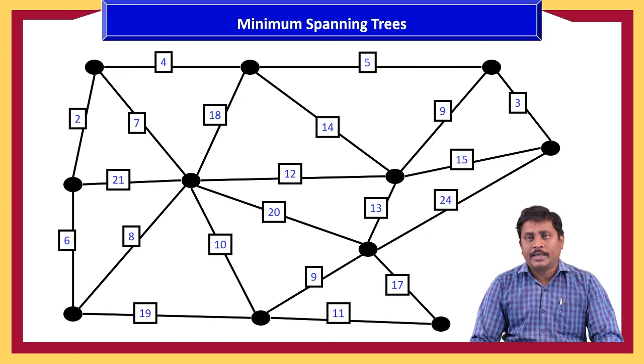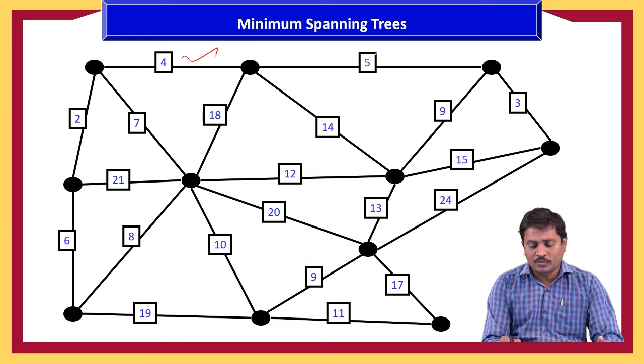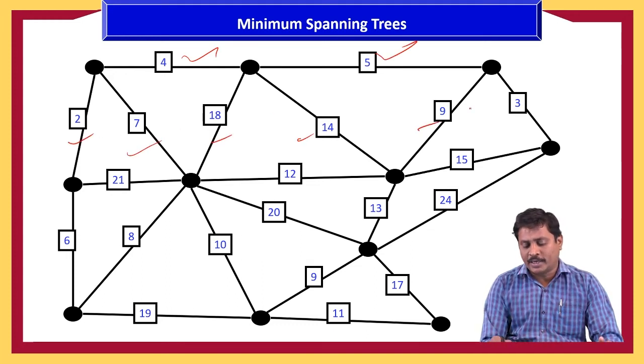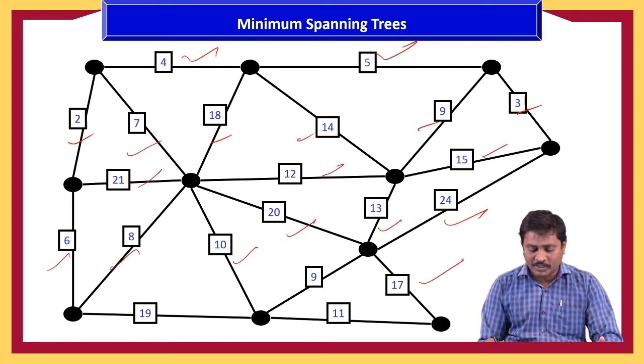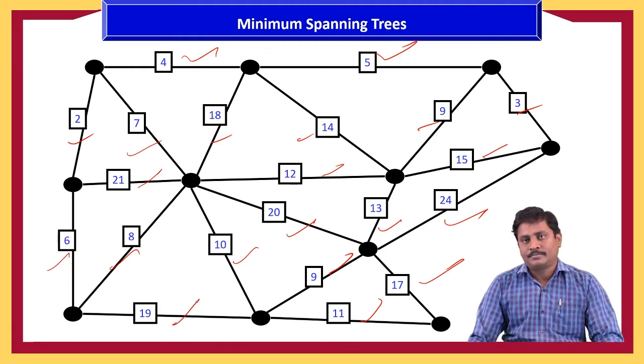Now this is the example problem on Kruskal's minimum spanning tree, finding the minimum spanning tree using Kruskal's algorithm. So this is the given graph. First of all, in this graph we find the minimum cost edge. Here we see that the cost values are 4, 5, 2, 7, 8, 14, 9, 3, 15, 12, 21, 6, 8, 10, 20, 13, 24, 17, 11, 9, 19.